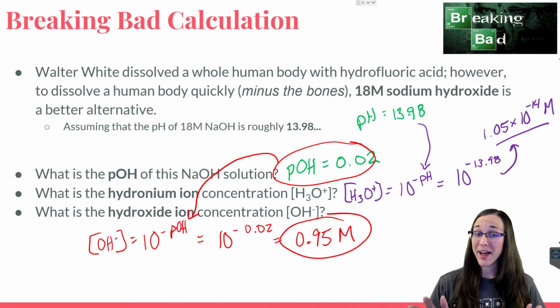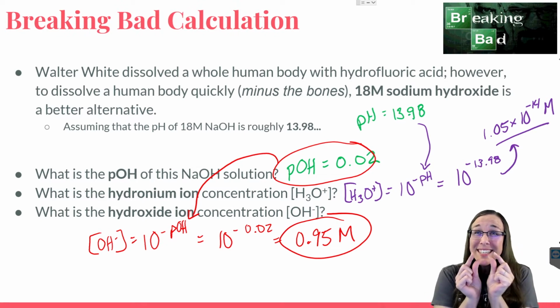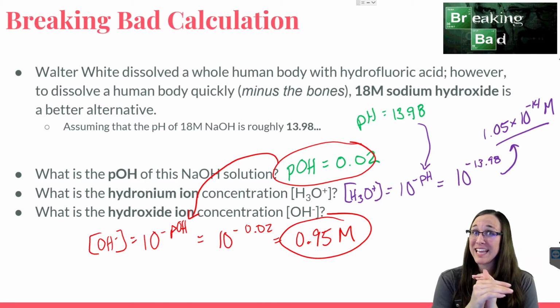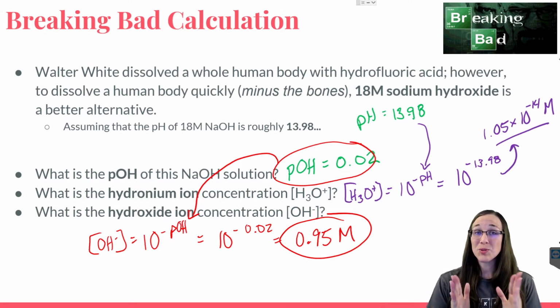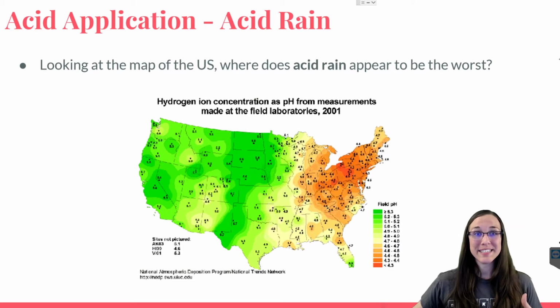Notice that the hydronium ion concentration here is really small: 1 times 10 to the negative 14. Guys, that's like a lot of zeros in front of a 1 as a decimal. That's a really tiny concentration. There's hardly any acid in that solution. However, there is 0.95 molar hydroxide ion concentration. It's almost a 1 molar solution of straight up OH hydroxide ions. That's really basic. Let's apply these calculations to some real-world examples.